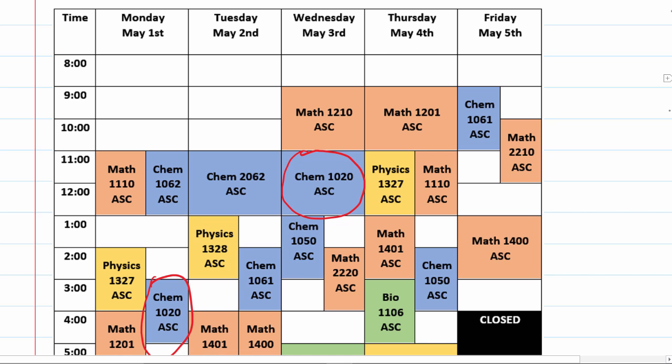There are study sessions that are scheduled for today at 2 o'clock. It looks like Friday at 9 a.m. And these are down in the Academic Support Center. These are more structured review sessions.